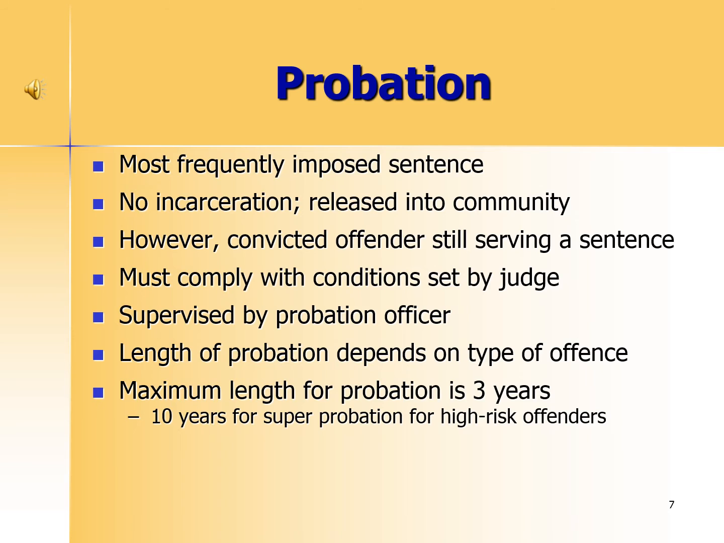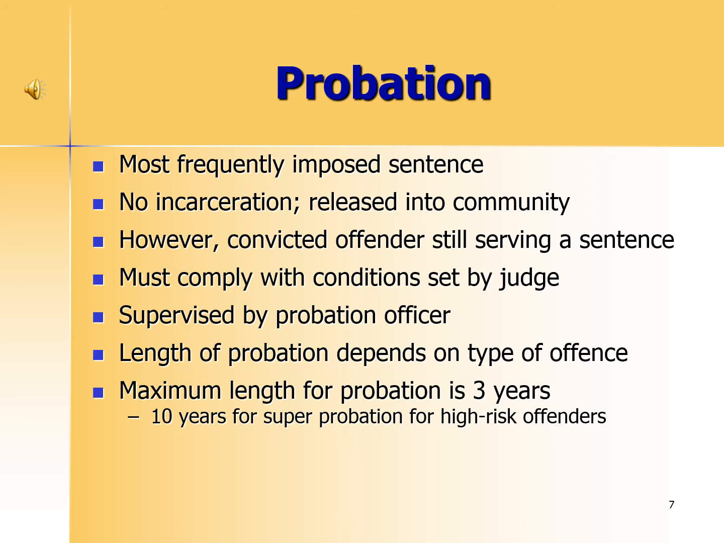Now, if one is going to serve a sentence in the community under conditions of probation, then there are often many different conditions set by a judge that the offender must comply with, which we'll talk about in the next slide. Within the context of being in the correctional system while in the community, the offender is supervised by a probation officer. The length of probation will generally depend on the type of offense committed, but the maximum length for probation as specified in the criminal code is 3 years, although there is what's called super probation, which is a maximum of 10 years for high-risk offenders.